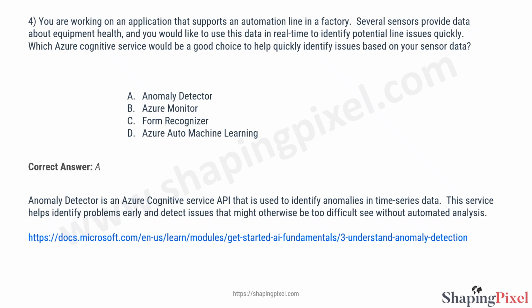Anomaly detector is an Azure Cognitive Service API that is used to identify anomalies in time series data. This service helps identify problems early and detect issues that might otherwise be too difficult to see without automated analysis.